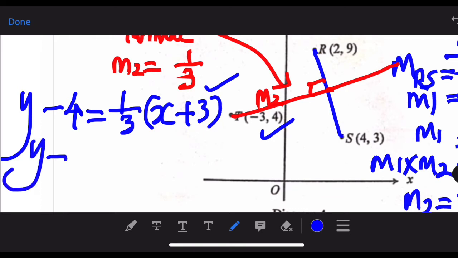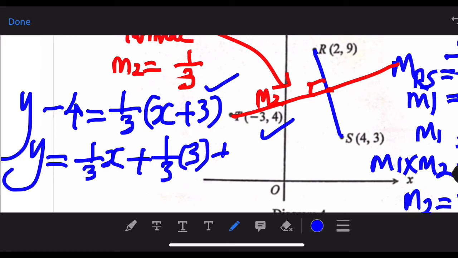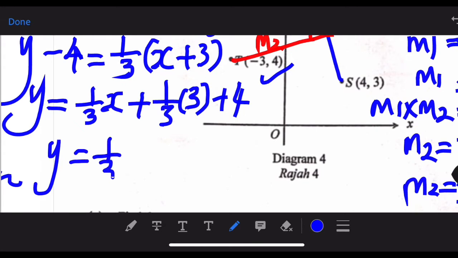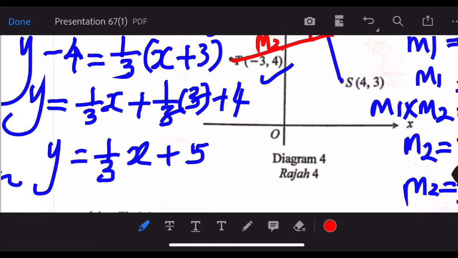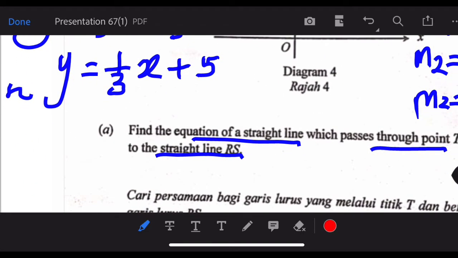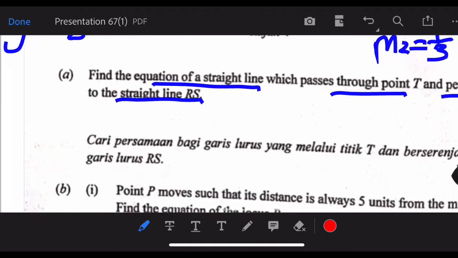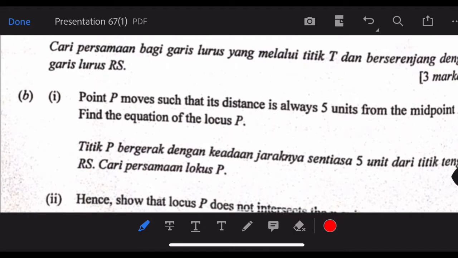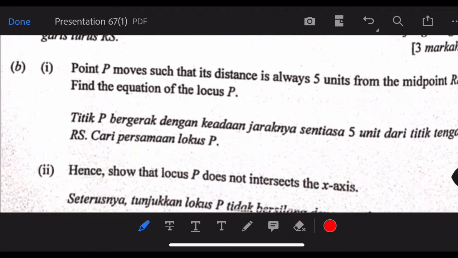You can use y equal to mx plus c if you want, but I think I prefer this way. So it's up to you. You can choose the method you feel more confident with. So this is the equation that passes through point T and perpendicular to RS. Alright, so we have solved the perpendicular.